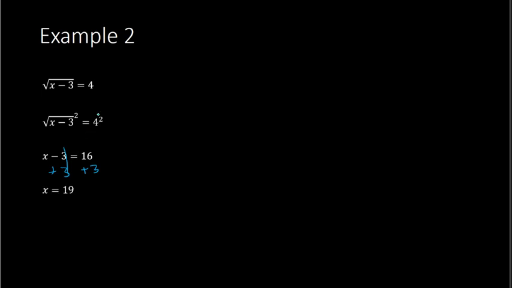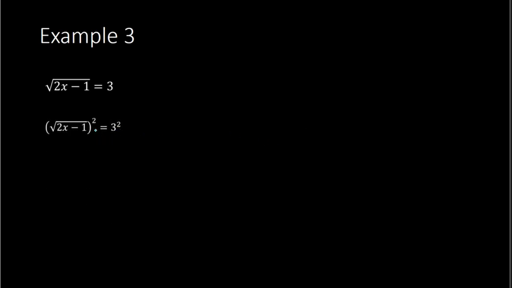Here is another example. Now we have the square root of 2x minus 1 equals 3. And again, I want to get rid of the square root. And to do that, I do the inverse of square root, which is squaring. So I'm going to square both sides. When I square the left side, the square and the square root undo each other, and I'm left with 2x minus 1. On the right side, I have 3 squared, which is 9.